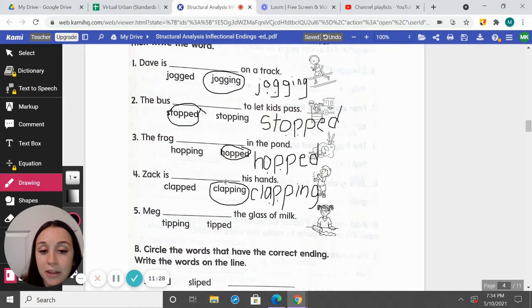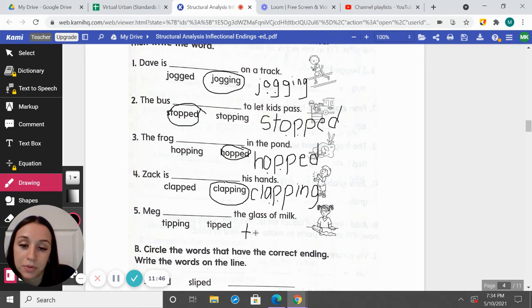Number 5, Meg tipped the glass of milk. Meg tipping the glass of milk. Go ahead, take your finger and pretend circle your answer. Yeah, so you should have circled Meg tipped the glass of milk. Past tense, it's already happened. It's not happening now. Let's talk about how we make that word, though. We have tip. Tip ends with a vowel, our I, and then our consonant. So we double that consonant, write it again, and then we add ed for the past to get tipped.